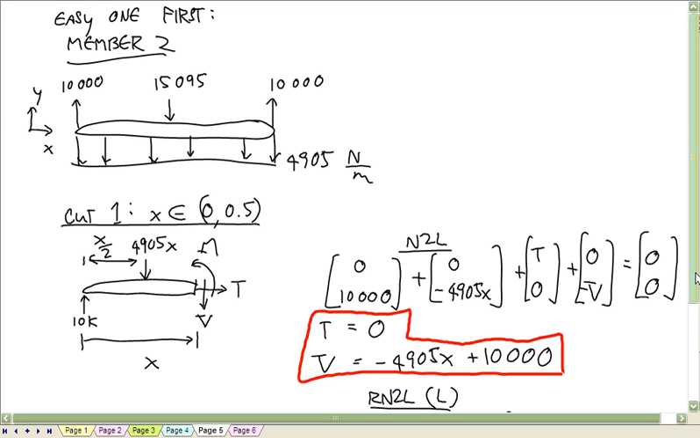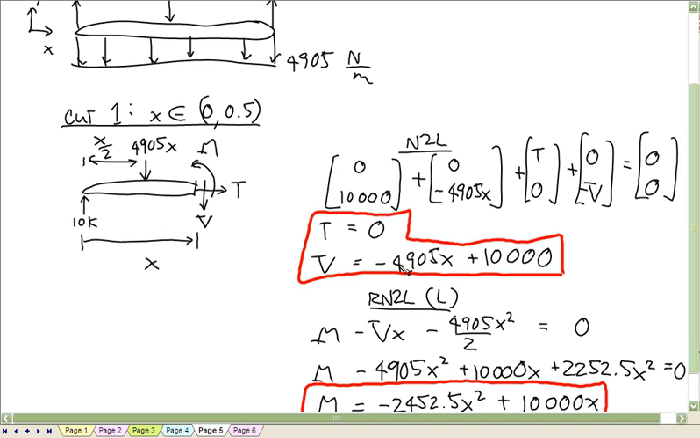Okay, so the first cut is for x anywhere up to before this downward force of 15,000. We can treat that distributed load as acting at x over 2. That downward force is 4905x. So the forces are: you have the 10,000 up, the downward force of 4905x, then you have tension and shear force. And so you get tension equals 0, and shear force is this linear function.